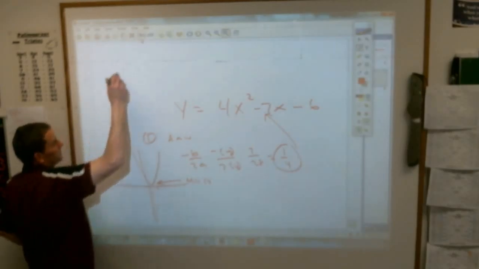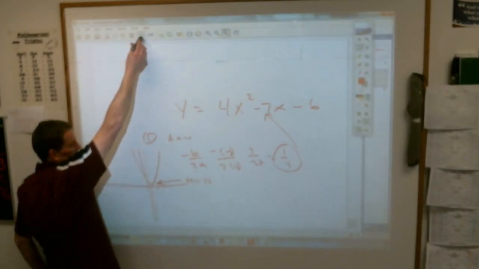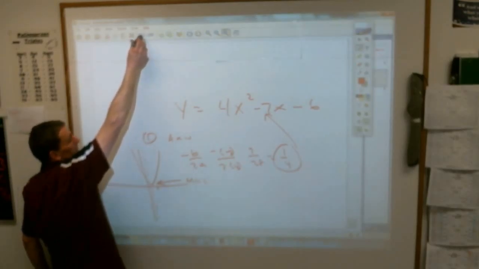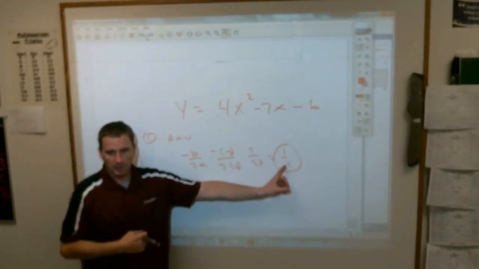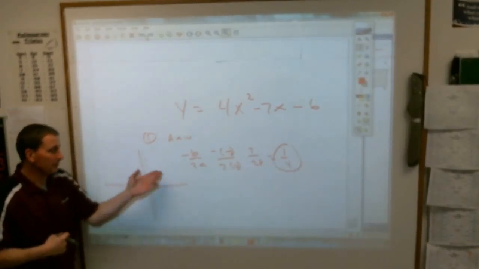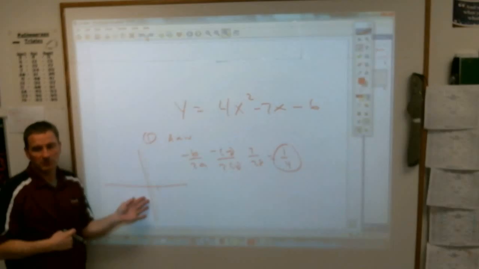So what I was just saying is, when you plug this 1/4 in there, you are going to find the minimum, the very bottom of your parabola. That's the only point of doing it.